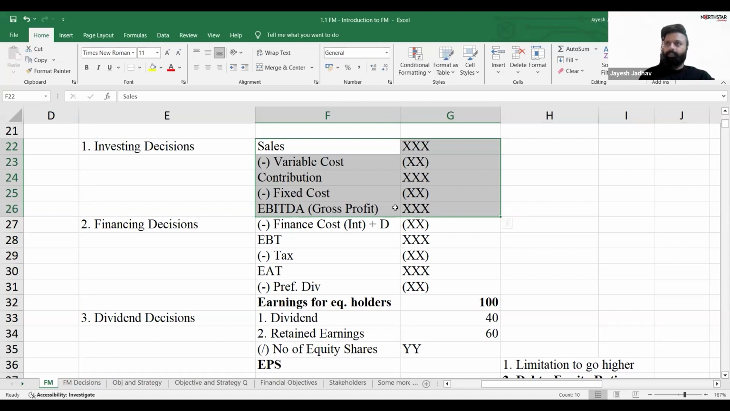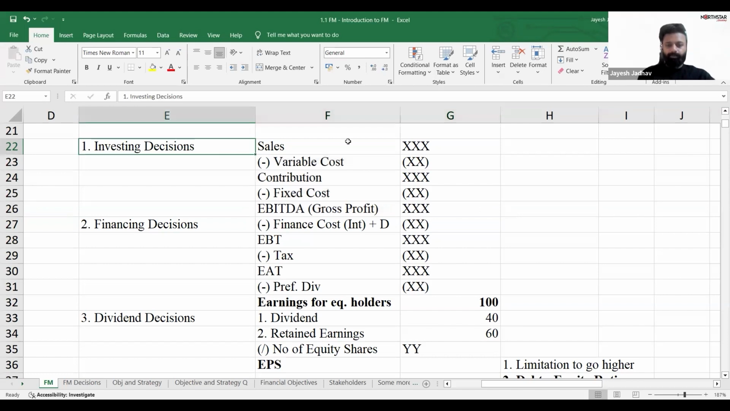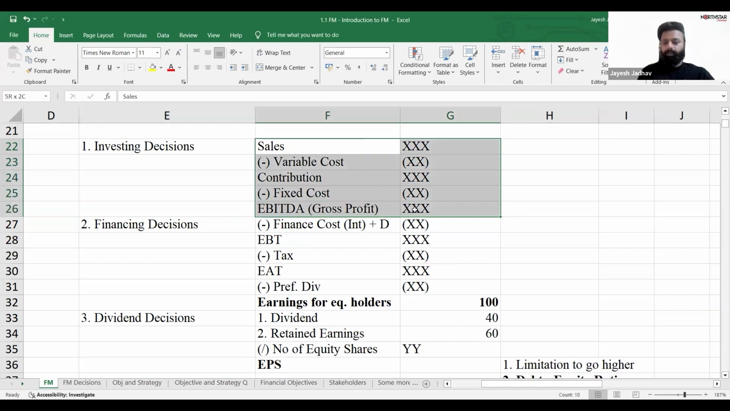All right. So in Shark Tank India, they must have spoken about EBITDA. That's what they call it over here. EBITDA basically stands for earnings before interest, taxes, depreciation and amortization. So your investing decisions will basically hover around these numbers. How much are your cash flows, and how much is your investment, whether you should invest or not.